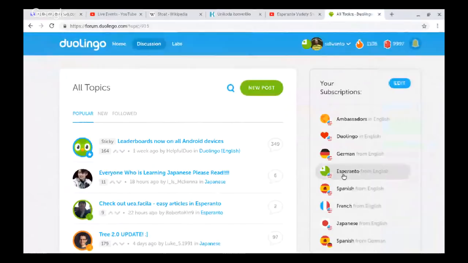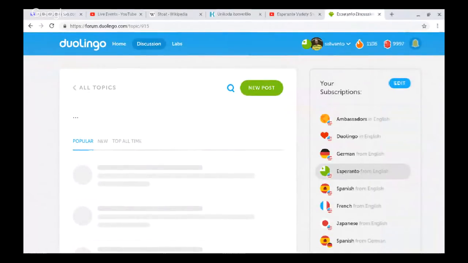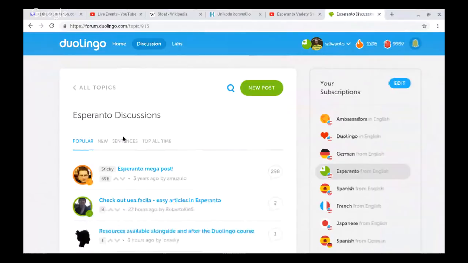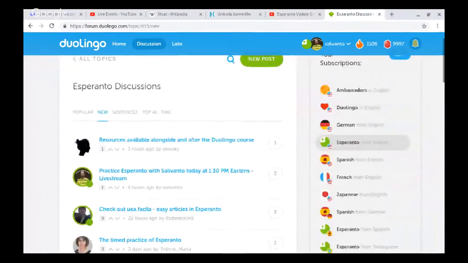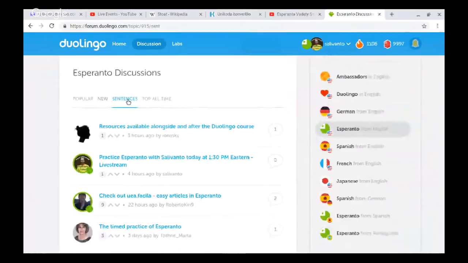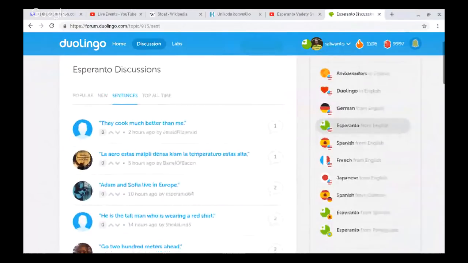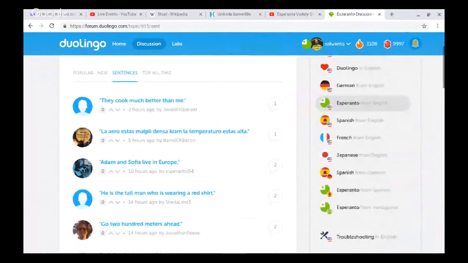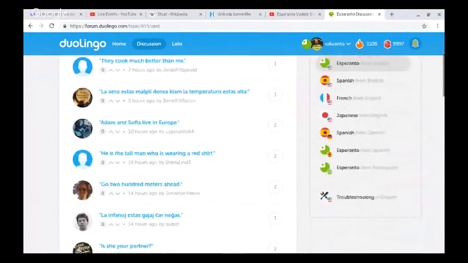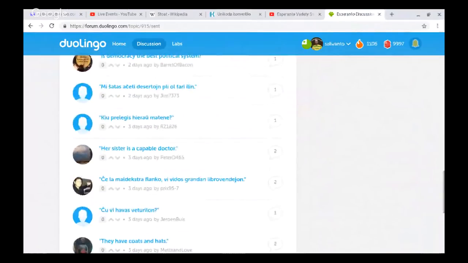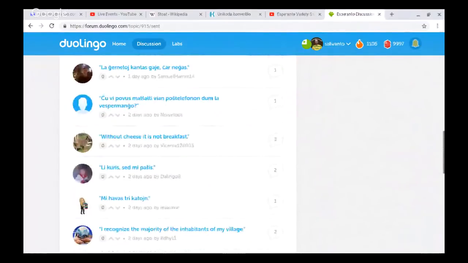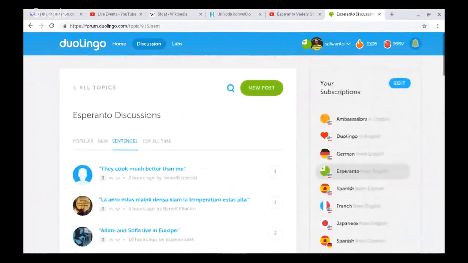All right, so this is what I wanted to show you guys. If you come over here to Esperanto, you can look at the discussion tabs. You can see popular discussions, new threads, and the sentences tab. I stopped looking at the sentences tab probably two months ago, mostly because I know that other people have started doing that. When I get caught up with other answers, I might come back. If you want to help out other learners, this is a great way to do it. You come to the sentences tab and see what new threads are being created.